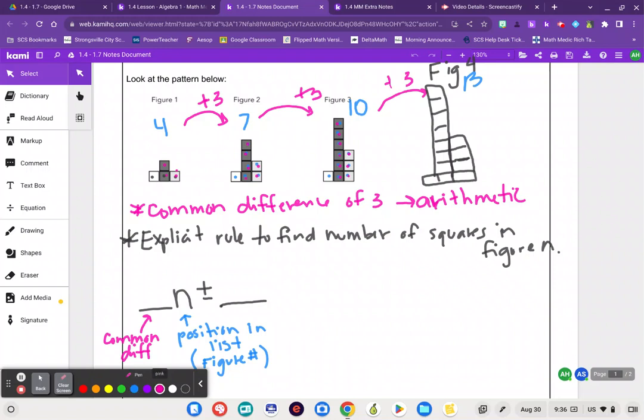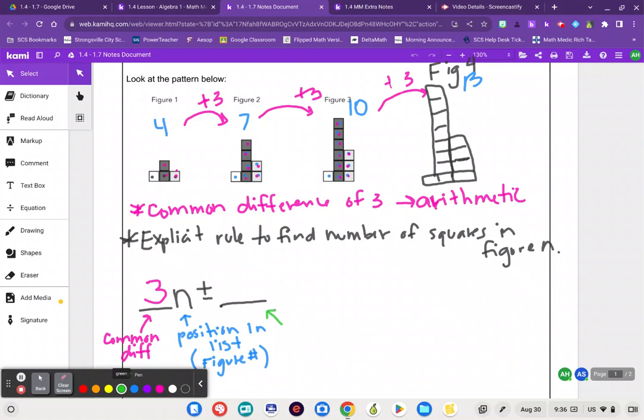If I'm adding 3 to create every figure, and I keep adding 3 over and over again, repeated addition is actually just multiplication. So we're going to multiply my common difference, that change of 3, by n. Multiplication is just repeated addition. I'm repeating this add 3, so I'm going to write that as multiplication. For every change in position, I'm changing by 3. And then I have to figure out what number goes here.